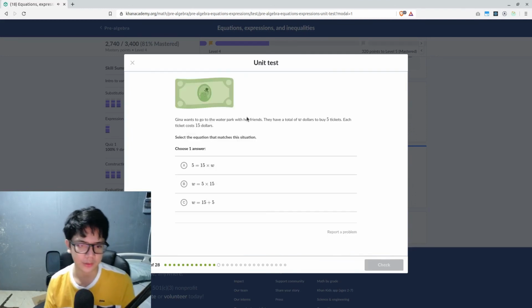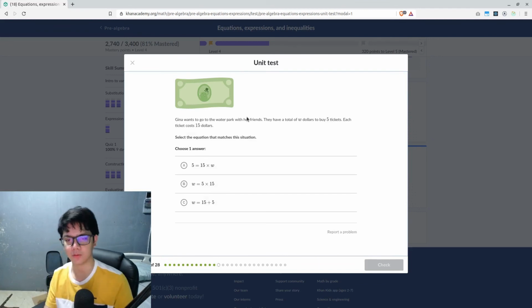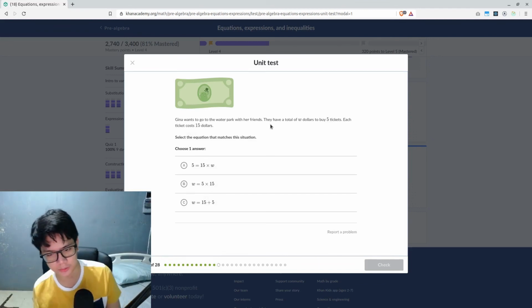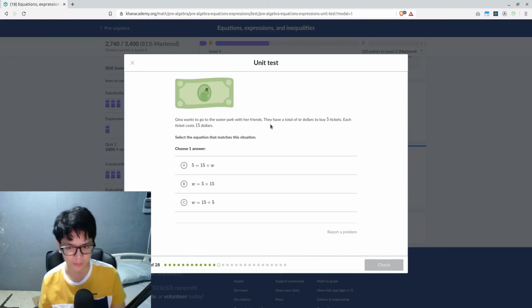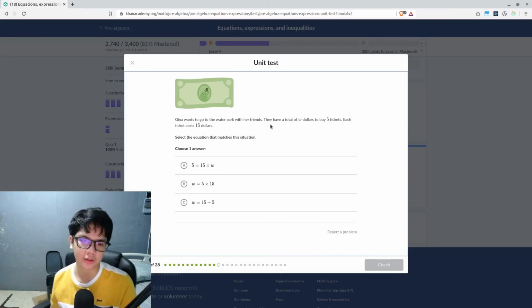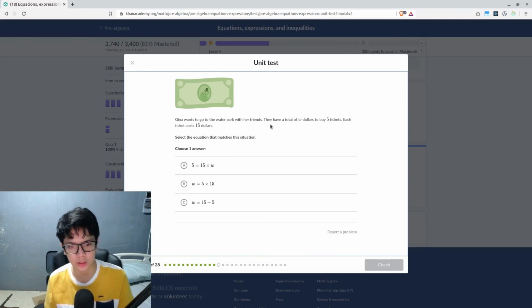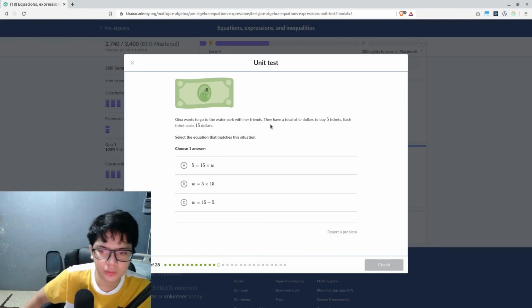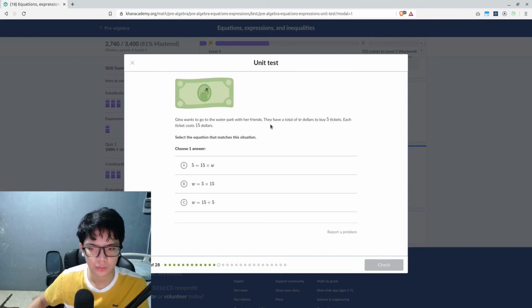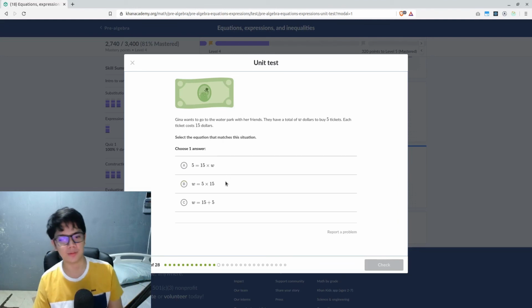Onward. Gina wants to go to the water park with her friends. You have a total of dollars to buy 5 tickets. Each ticket costs 15. Okay, your total cost is going to be 5 times 15.